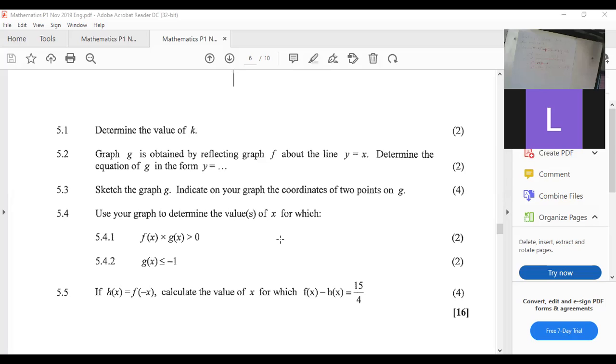5.4. Now, when you multiply two graphs and they are greater than zero, that means the two graphs must both lie above the x-axis or both below the x-axis. When both are above, they are positive. And if they are both negative, then the product can also be positive.